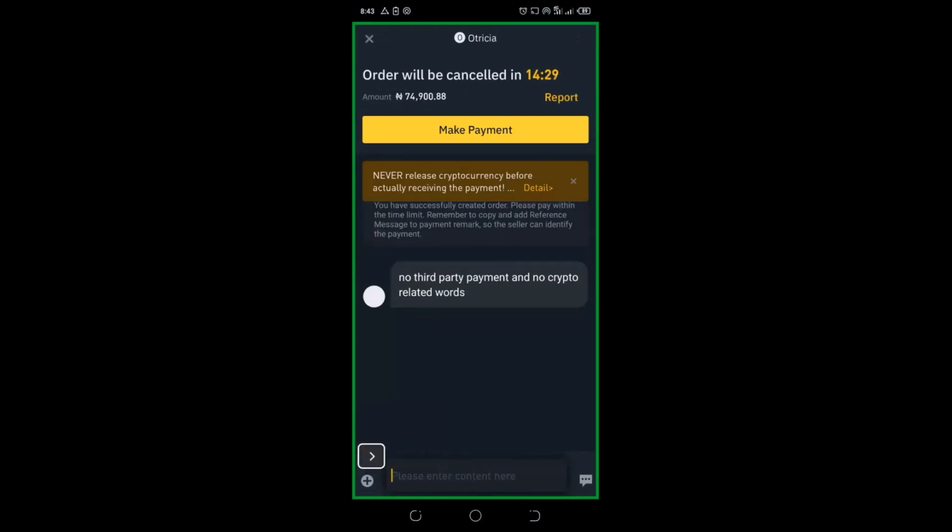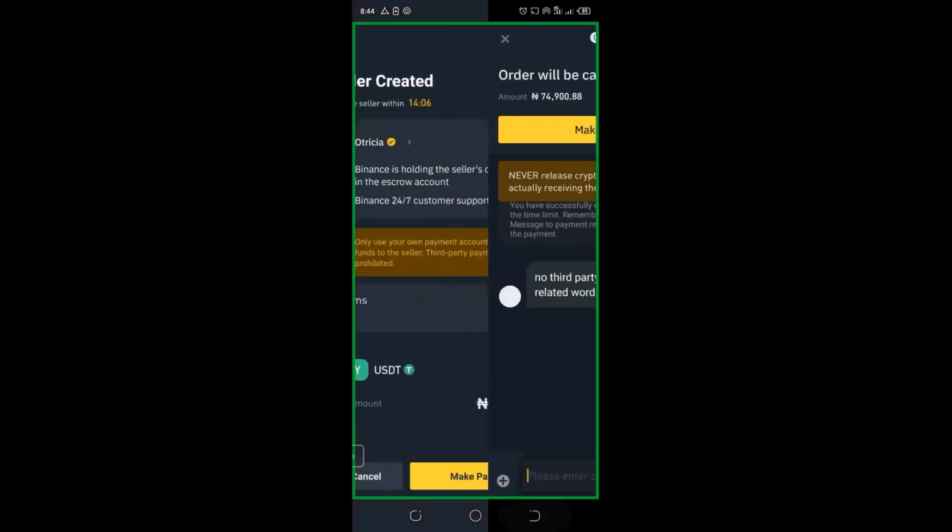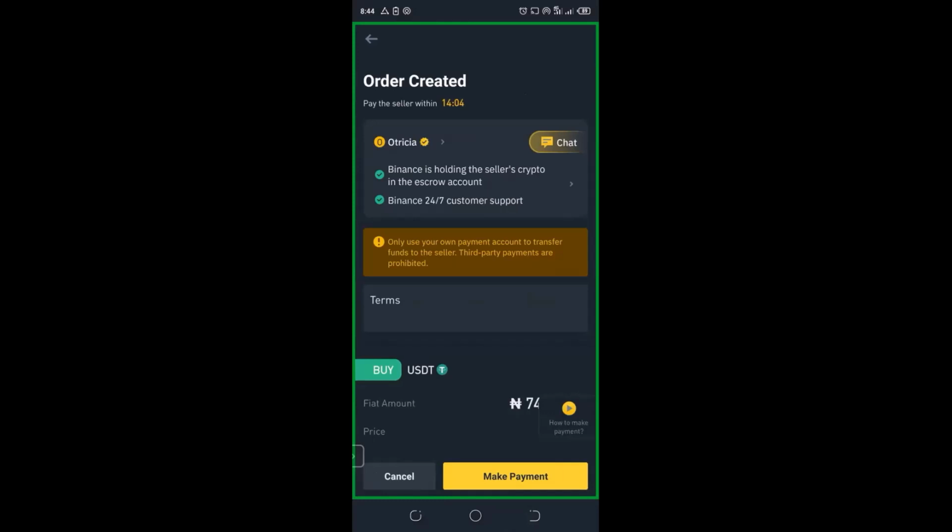It says no third-party payments and no crypto related words. Now, third-party payment means you have to use your own account. You're not allowed to use another person's account. Okay, and the person is saying in the description, after transferring the money, just don't put any crypto related word. Just put your name in that description. Okay, put your name and that will be all. Okay, so you want to go back, and then the next thing you want to do is what?